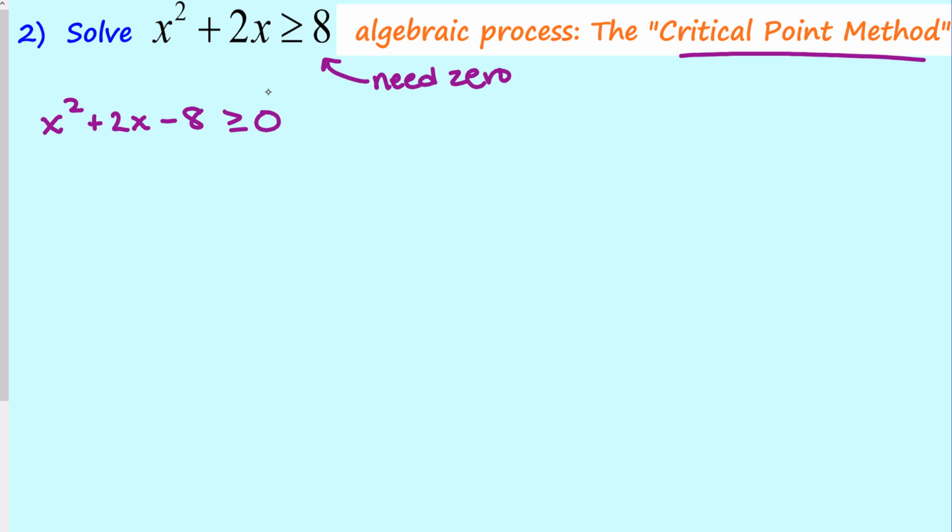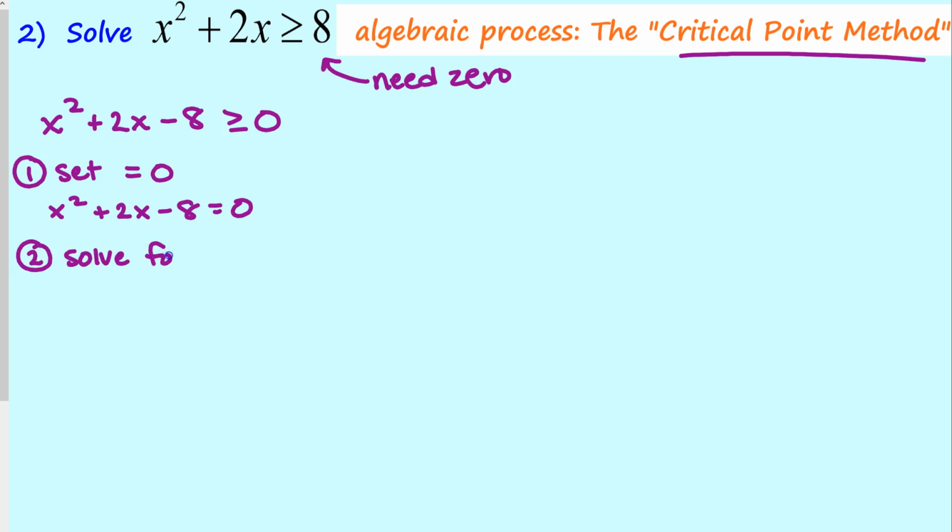Now to find the points where it equals 0, we're going to take this and set it equal to 0. So I'm going to call that my first step. Set it equal to 0. x squared plus 2x minus 8 equals 0. And then we're going to solve for what we call the critical points. Sometimes they're called critical numbers, sometimes they're called critical points. These are the points that make it equal to 0.